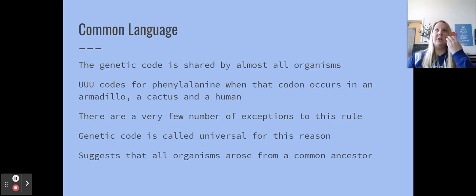The genetic code is also said to be shared by all organisms. That means that UUU, which codes for phenylalanine, is a codon that occurs in both cacti and humans. There are very few exceptions to this rule, which is why the genetic code is said to be universal. It suggests that all organisms at one point in time arose from a common ancestor.